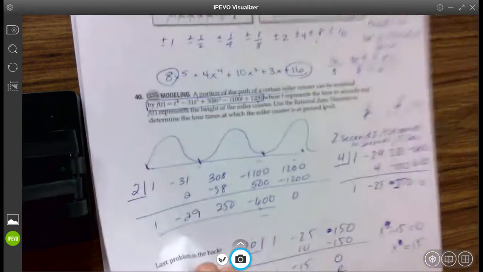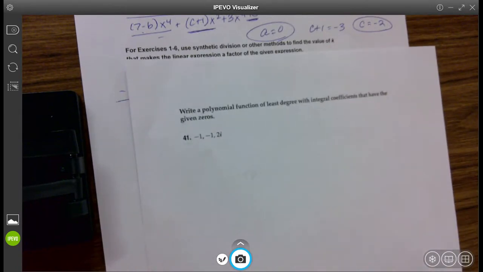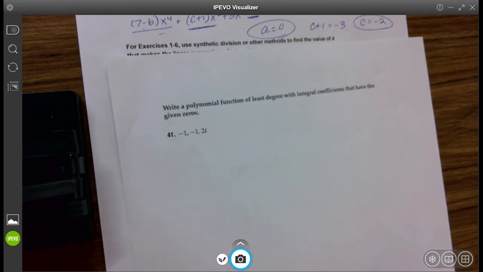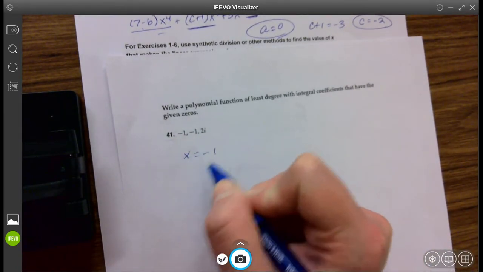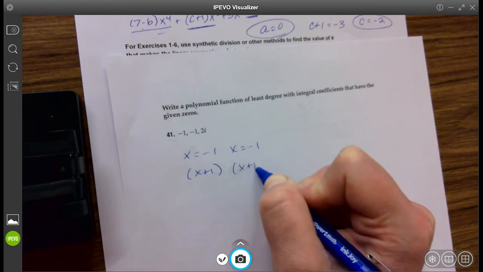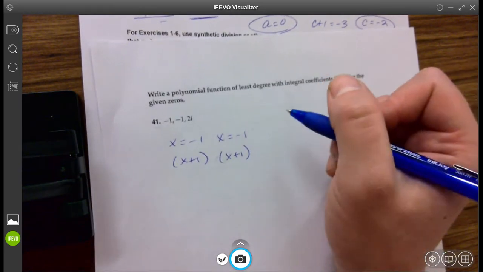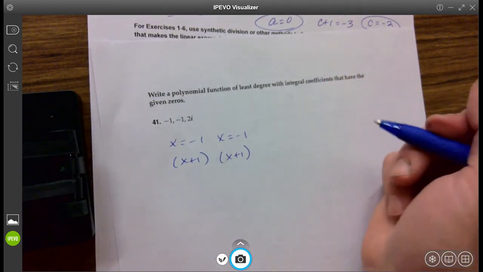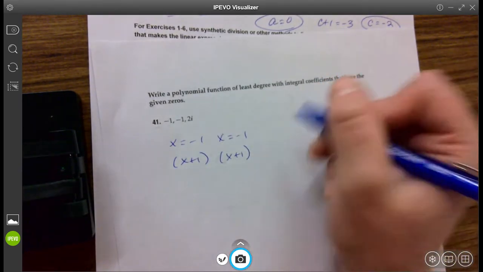But I just realized on the back of this, we didn't see it here. It says write a polynomial function of least degree with having zeros at negative 1. So the factor is plus 1. Here's the thing. If you have questions about this, you need to ask them in class or put it on the chalkboard. Homework quiz number 41. Okay.